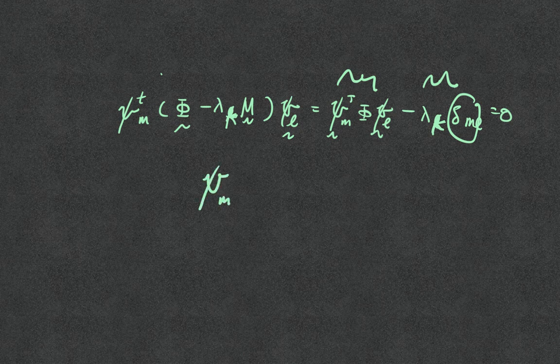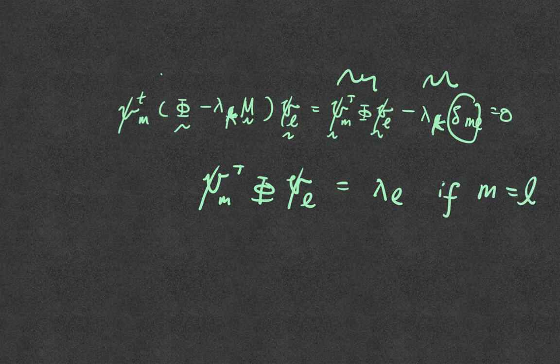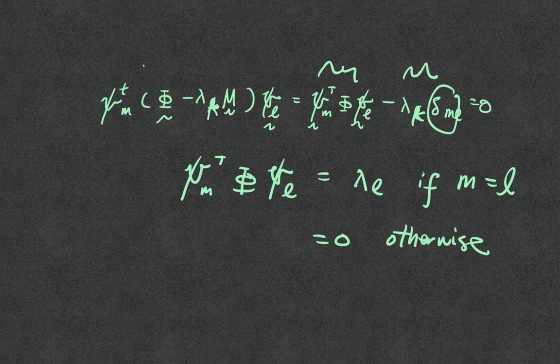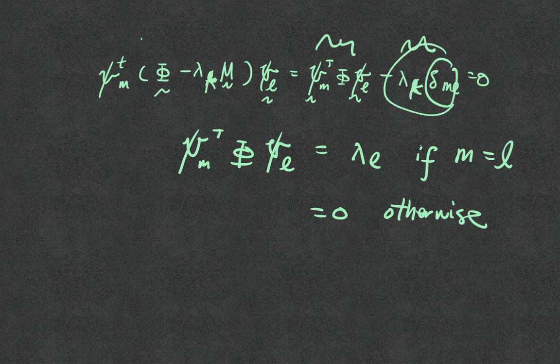So what it implies is that if I have projections of this first term onto the eigenvector modes, I will get back the eigenvalues if M is equal to L, and I will get 0 otherwise. Can you see that? This simply comes from the second term, the Kronecker delta. If M equals N, I get 1. If M is not equal to N, I get 0, and hence this.